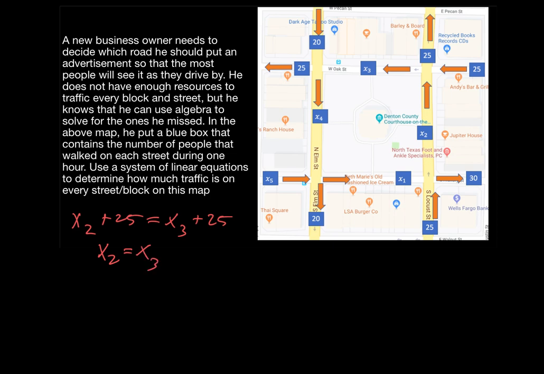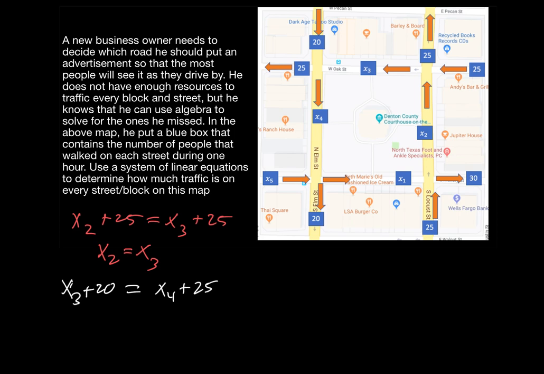If I move to the next corner, and again, where you start doesn't matter. You're all going to end up in the same kind of place. I move to this corner. I see x3 is coming in. 20 is coming in. So that corner will be x3 plus 20, which will equal whatever's leaving that corner. And leaving that corner is 25 and x4. So x4 plus 25.